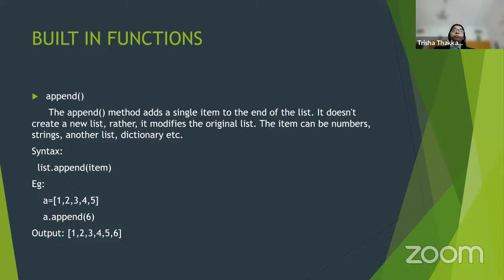This item can be numbers, strings, another list, a dictionary, etc. This is possible in lists as a list is a mutable value, but this cannot be used for strings or tuples. The syntax for this is list.append and item in parentheses. So over here in the list, A is equal to 1, 2, 3, 4, 5. If we would like to add 6 to it, the code would be a.append(6).